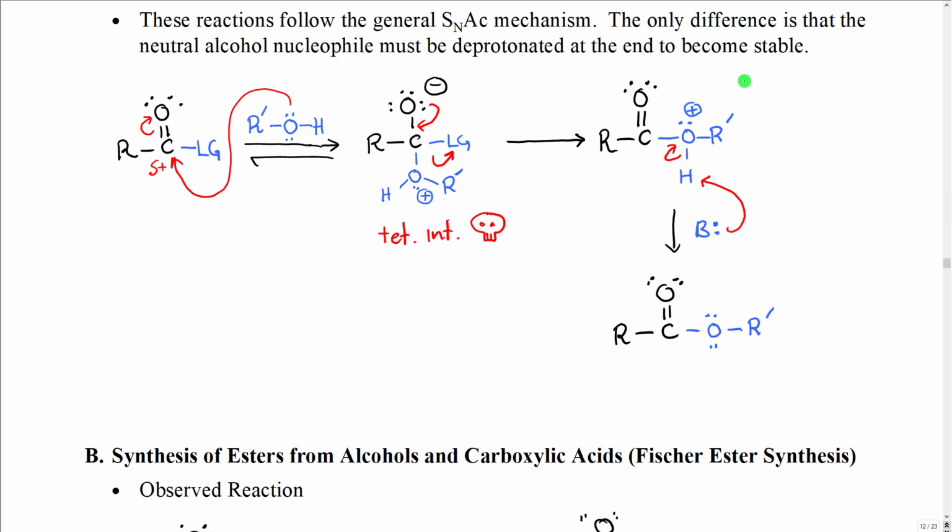After the leaving group leaves, we have this intermediate, which, as you can see, is protonated and has a positive charge. And so this is where the base would come in. It would remove the hydrogen, the pair of electrons would go back on, and we would get our final product. Again, typically we specifically put in a base like pyridine to do this, but in our mechanism we don't have to specify the exact base. We can just use our generalized symbol for a base.